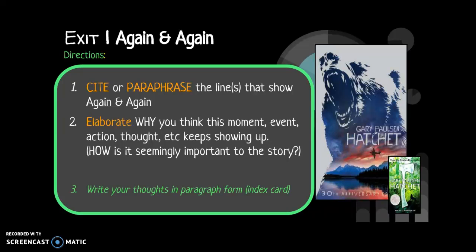I noticed an again and again moment in the book Hatchet when the character Brian kept saying the words blank and blank. Lastly, the most important part, make sure you elaborate why you think this moment, event, action, thought, or whatever keeps showing up. How is it seemingly important to the story or to the characters? Make sure you write this in 3+ sentences, and whenever you get back to class, make sure you turn this in to me. If you have any questions, you can wait till we get to class or email me.